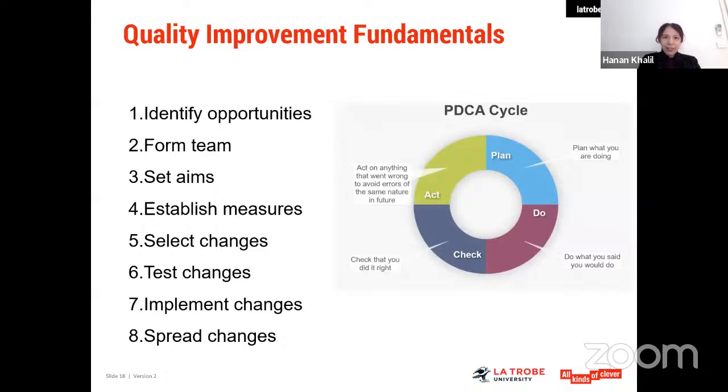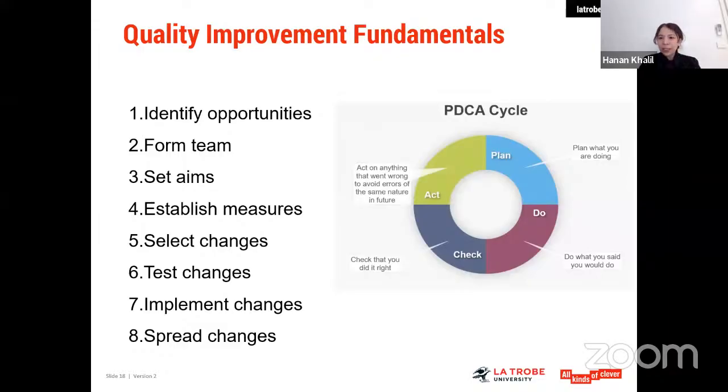Okay, now this is something that I would like to talk about: quality improvement fundamentals. Normally when you do any quality improvement, you need to choose a framework that you're going to use, and make sure that the framework is robust enough to capture your baseline data, your changes, and any improvement that you're going to make.